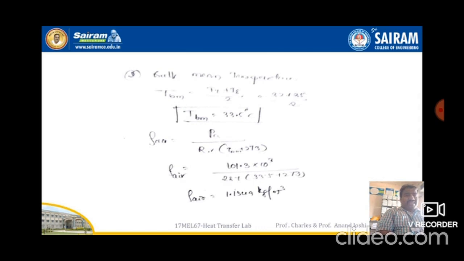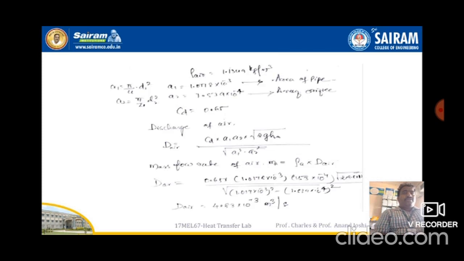Next we have to calculate the density of the air, that is Pa divided by Ra into TBM plus 273. The density of the air is equal to 101.3 into 10 power of 3 divided by R, the gas constant of air, that is 287 joules per kg Kelvin, into 33.5 plus 273, that is the bulk mean temperature. So finally we got the density of the air as 1.1349 kg per meter cube. Once we have the density of the air, we can calculate the discharge of the air.